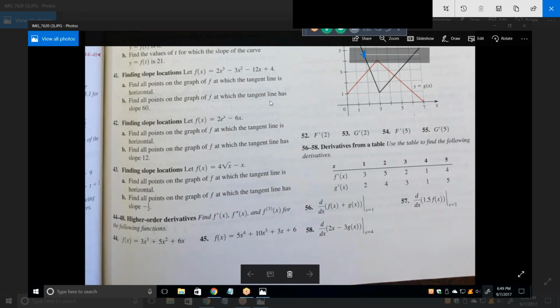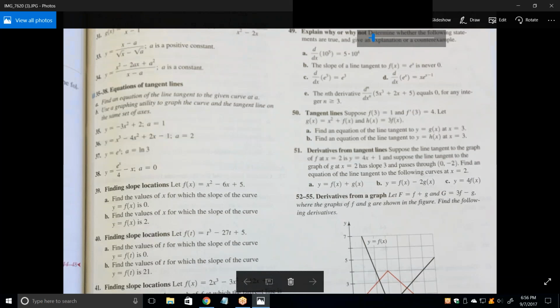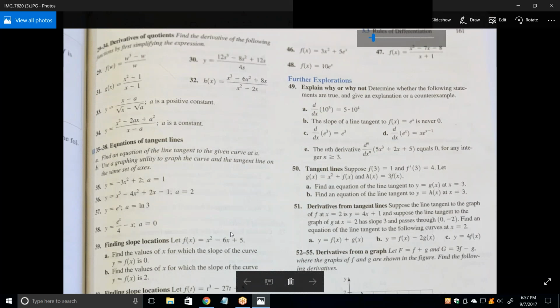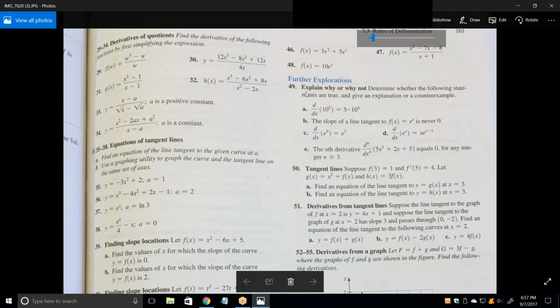That was 45. Now we're looking for 47. There it is. All right. 47. What are the directions for 47? Same thing. Find the first 3 derivatives.